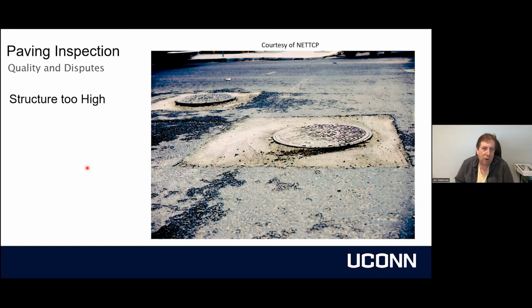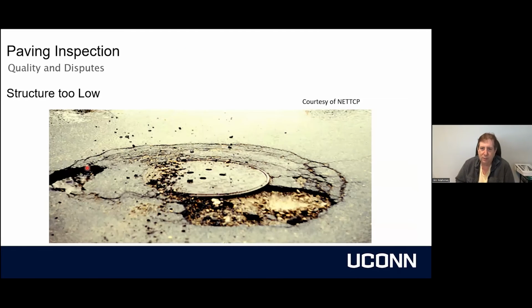Other things, and we've all experienced this, are manhole covers set too high or too low, and we drive over them and they go ba-boom. This was actually finished grade paving where the telephone company came in and reset the manhole covers before the road was paved, and they missed. They had to come back in afterwards and reset them again. So again, this is a problem and we want to avoid that. We want to be careful when we do it.